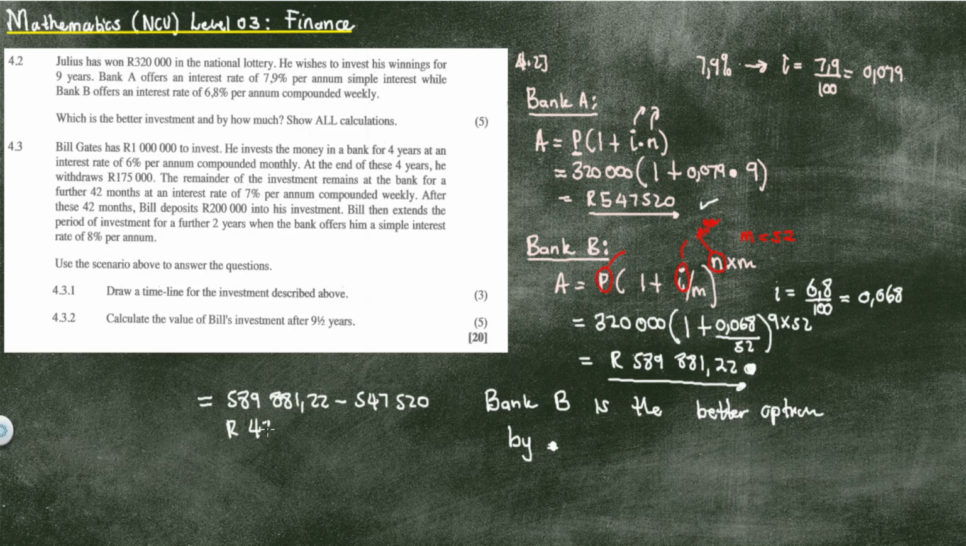R42,361.22. So Bank B is the better option by R42,361.22. This is how you answer 4.2 when we are weighing investment options. This is how you are going to do the calculation.